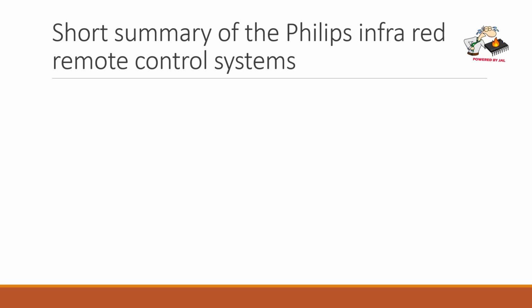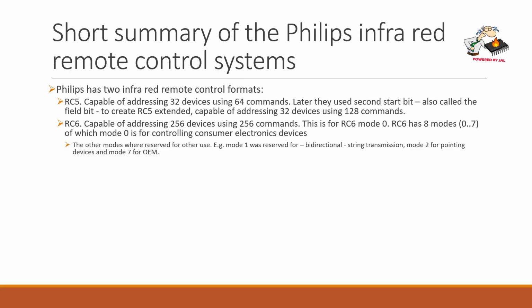So a very short summary of the Philips remote control system. You can find the rest of course on the internet. Philips has two infrared remote control systems. One is the previous one called RC5, which was capable of addressing 32 devices and 64 commands. But since RC5 has two start bits and the number of commands was limited, they used the second start bit, now also called the field bit, to create RC5 extended. So it was capable of addressing 32 devices but now having 128 commands.